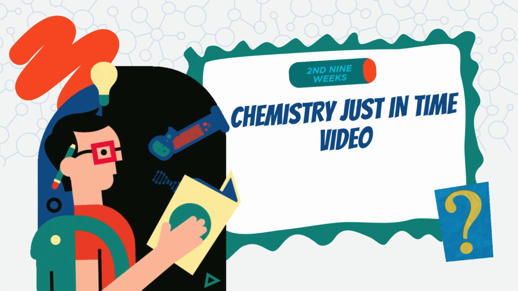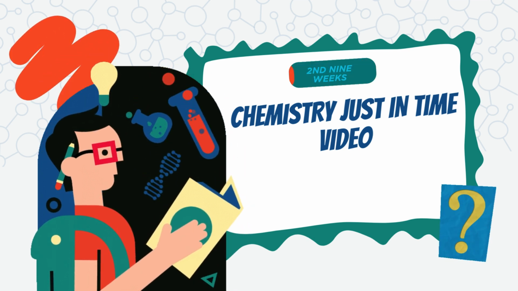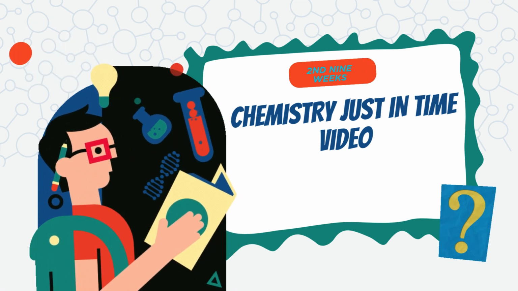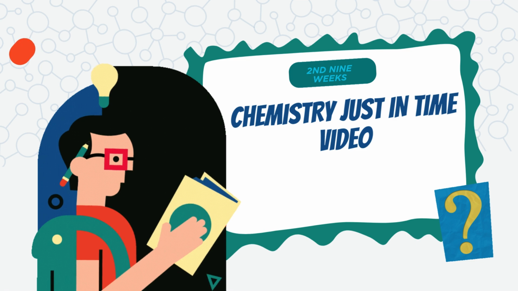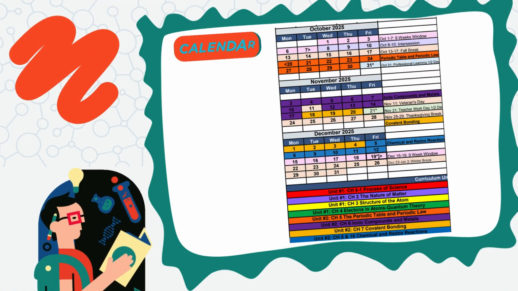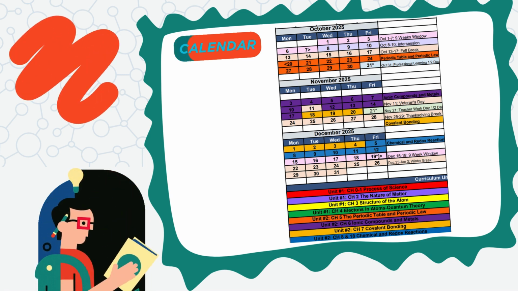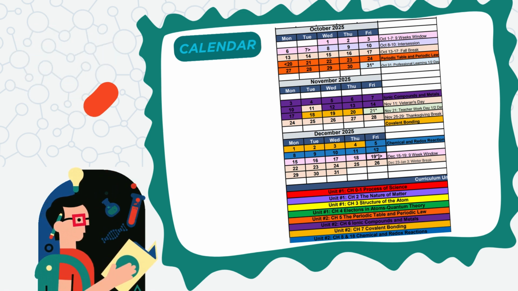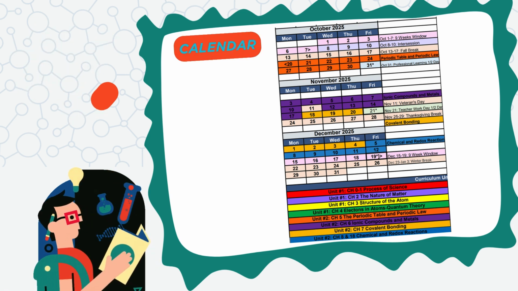I am here with another just-in-time video for the 2025-26 school year. I'm going to go into a brief overview of what is expected for Unit 2 of the chemistry curriculum. If we reference the pacing calendar, Unit 2 runs from October 20th to December 12th, allowing 1 week of time for reteaching and assessments. The unit will cover 39 days of instruction.